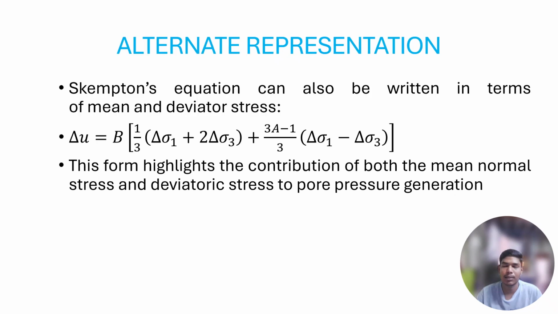Alternative representation of the Skempton equation. The Skempton equation can also be written in terms of mean and deviatoric stresses, that is, delta U is equal to B of [1/3 of (delta sigma 1 plus 2 delta sigma 3) plus (3A minus 1)/3 of (delta sigma 1 minus delta sigma 3)]. This is the Skempton equation to determine the pore pressure of soils, for dry soil and wet saturated soil. This form highlights the contribution of both mean normal stress and deviatoric stress to pore pressure generation.